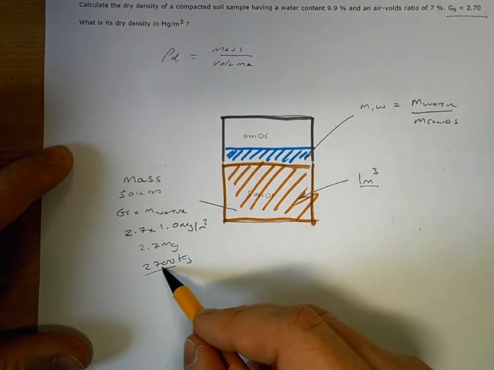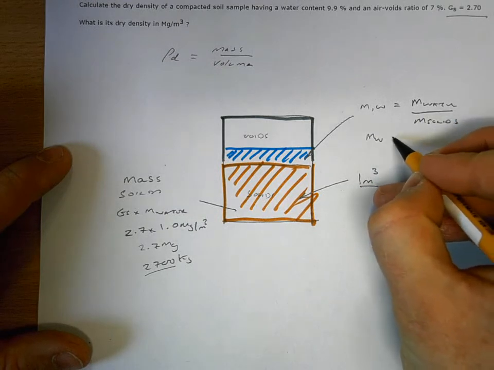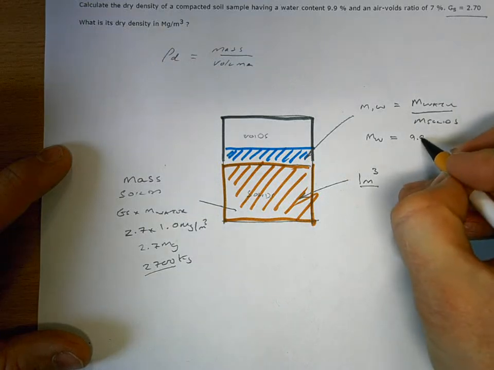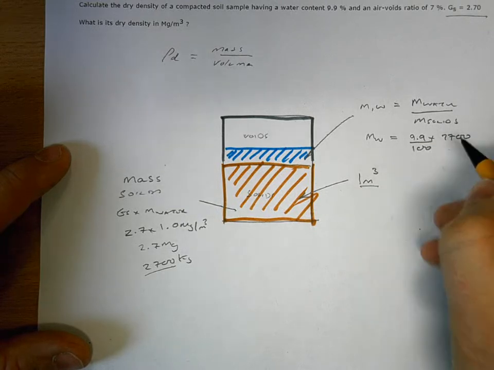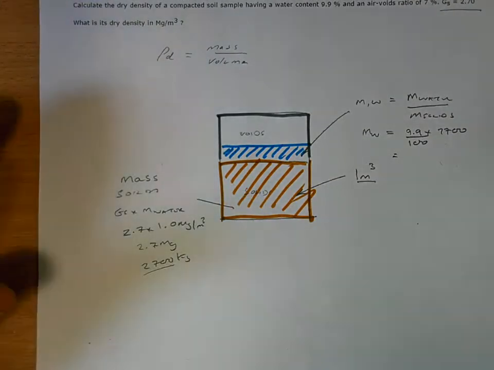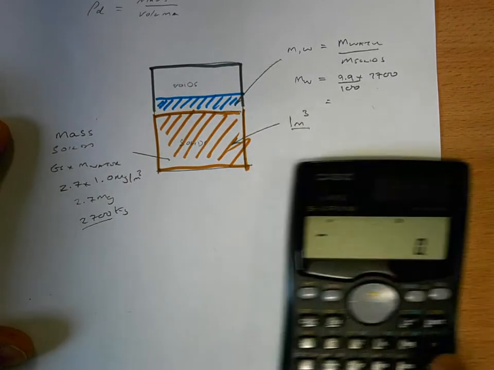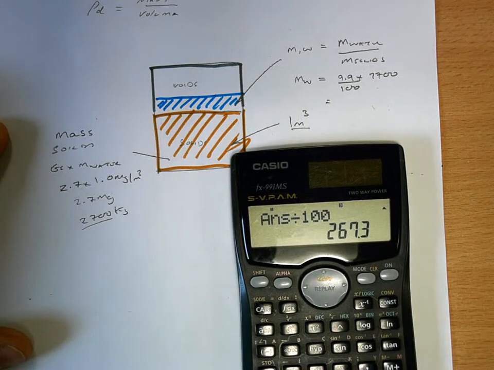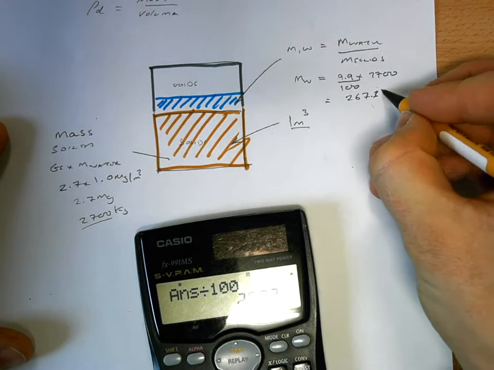So, we know the mass of the solids is 2.7 tonnes. So our mass of water is equal to the water content, 9.9, multiplied by 2,700. That's a percentage, so we have to divide it by 100, and we would get our mass of water. Okay, so I'm just going to put that in my little calculator. 9.9 times 2,700 divided by 100, and we have 267.3 kilograms of water.